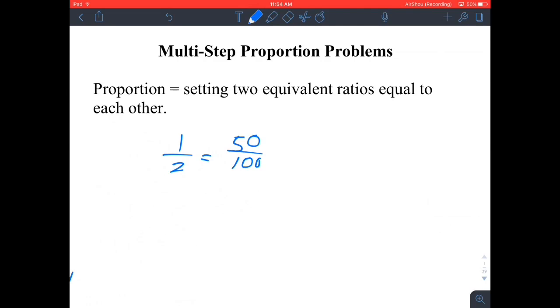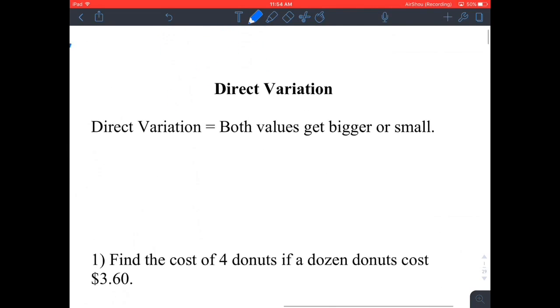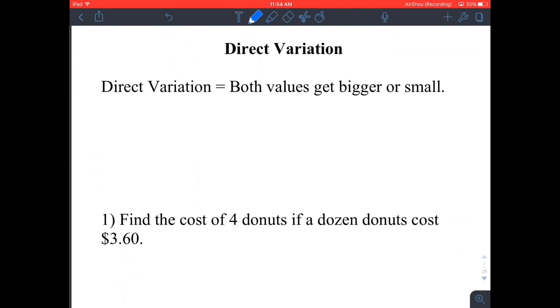Another example, let's say that we had 9/27. That reduces to 1/3 as a proportion, two ratios that are equal to each other. Direct variation uses a proportion. Direct variation means that as one value gets bigger, the other one gets bigger. If one value gets smaller, the other one also gets smaller.